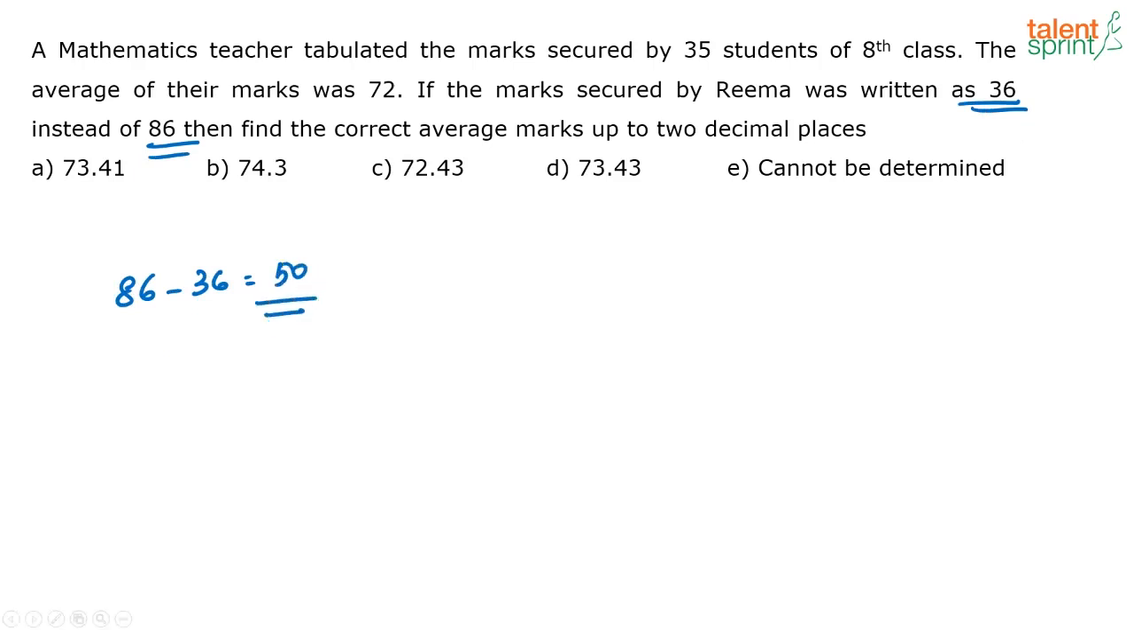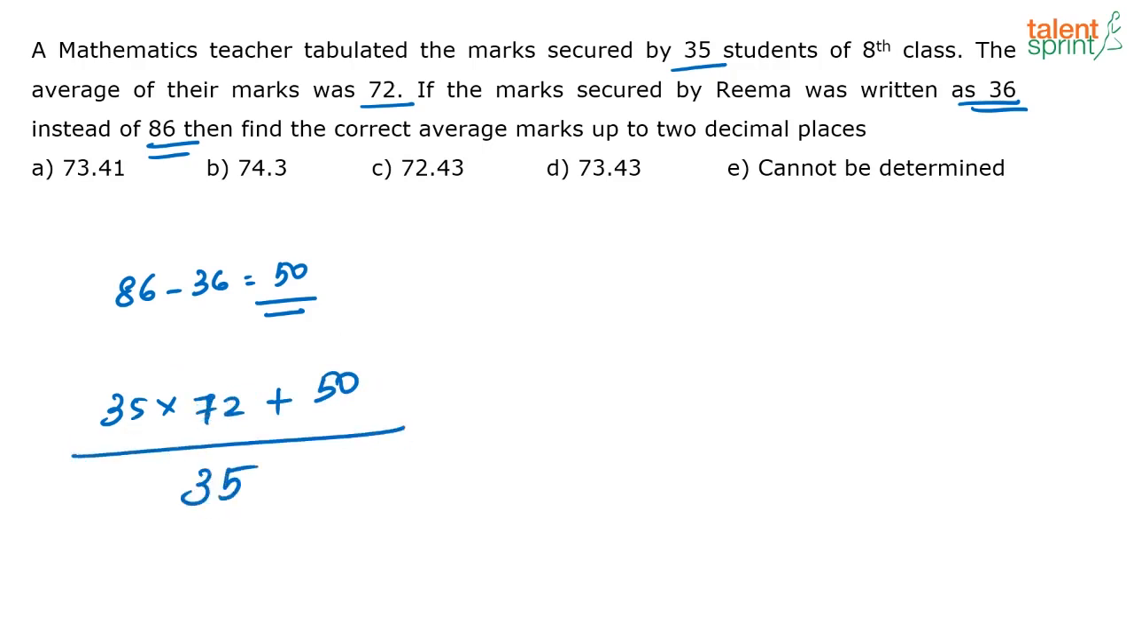So if you look at the actual total marks, it should be 50 marks more. Whatever is the total currently, it should actually be 50 marks more, because Rima's mark, they have taken it only as 36, but her actual mark was 86. So what was the total that they got by taking Rima's mark as 36? They got 35 into 72. Correct? So to this total now they have to add 50, because this is the actual marks that we have. Now what is the correct average? This divided by 35. Correct? This will be the correct average that you are looking at. That is the correct total of marks divided by the total number of people.